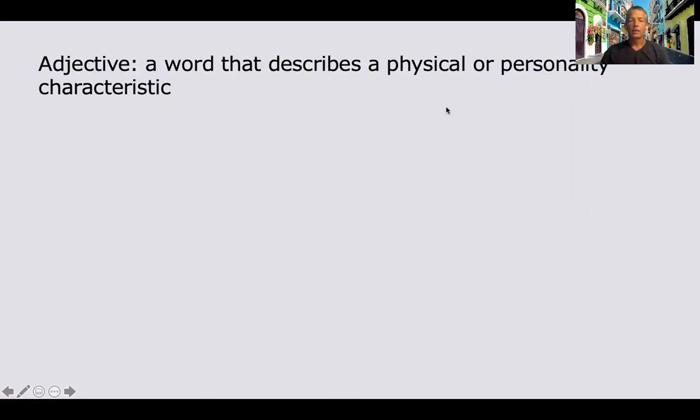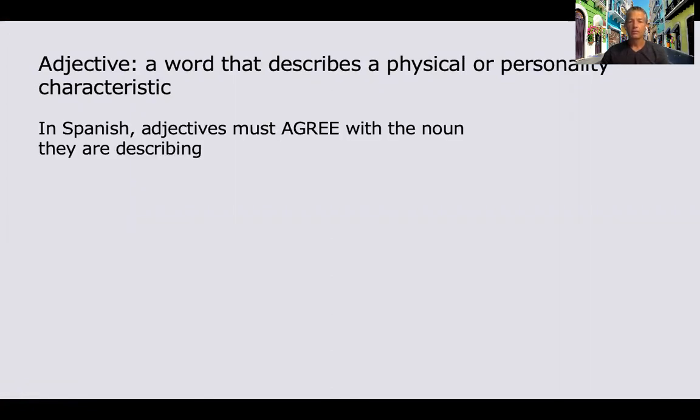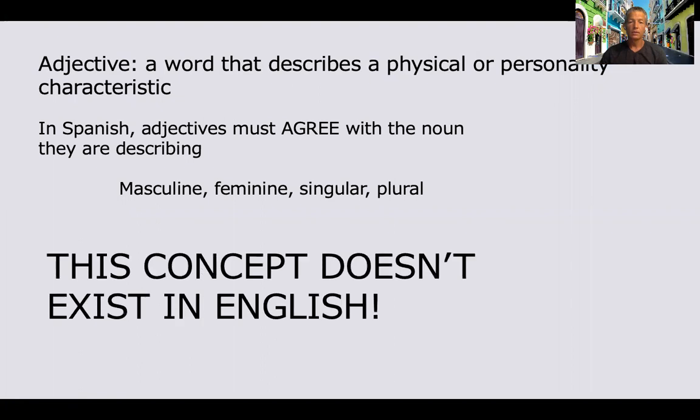First of all, you need to know what an adjective is. It's a word that describes the physical or personality characteristic. In Spanish, adjectives must agree with the noun that they are describing. So they must be either masculine, feminine, singular, or plural. In English, we do not have this concept at all. It doesn't exist.